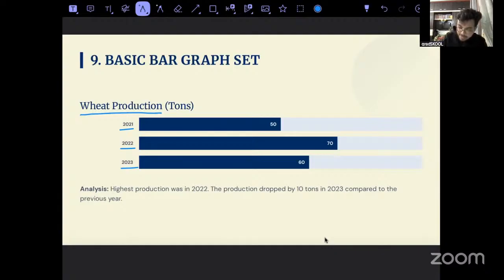Okay, so let me make a table for this, and how to interpret a table for this. Just give me 2 seconds break. I'll just drink water. Yeah, so let's begin. In 2021, we had 50 tons of wheat production, which is given. In 2022, we had 70 tons of wheat production. In 2023, we had 60 tons of wheat production.